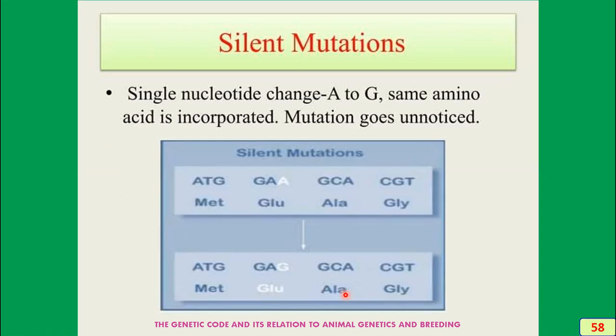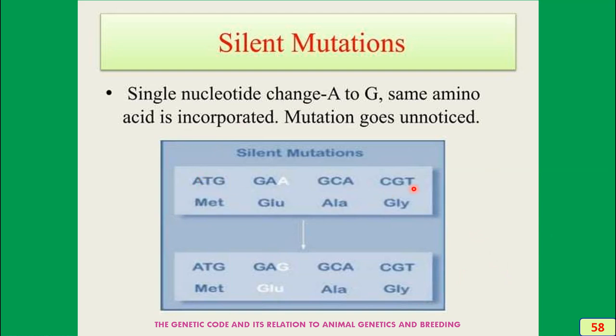What is a silent mutation? A single nucleotide change from adenosine to guanosine, A to G, and the same amino acid is incorporated. The mutation goes unnoticed here, so this is called a silent mutation. In this particular table you can see that particular effect.